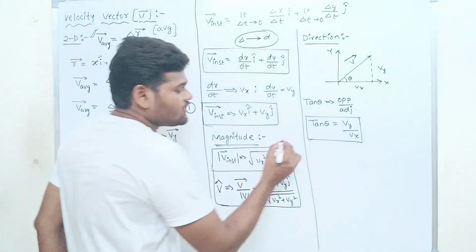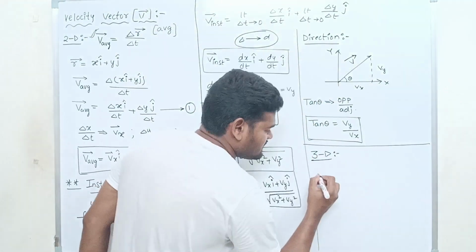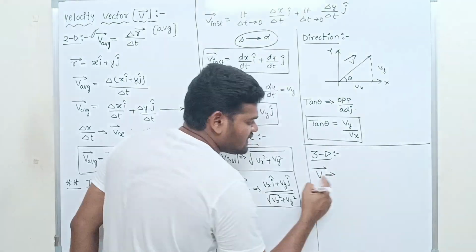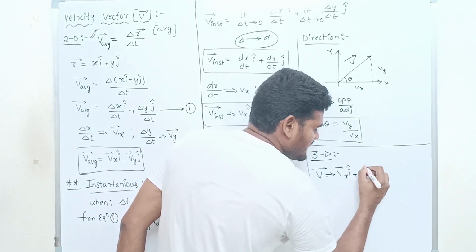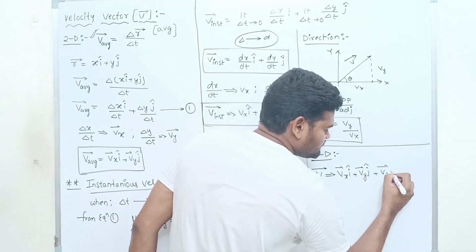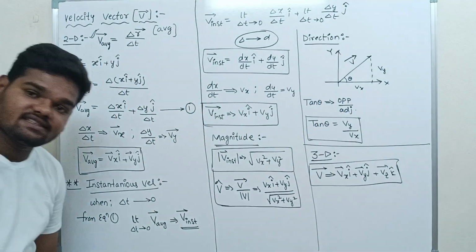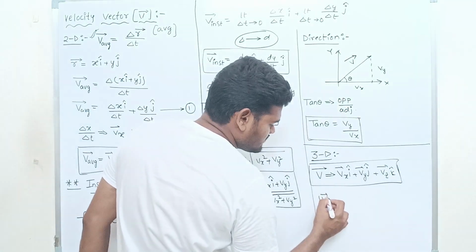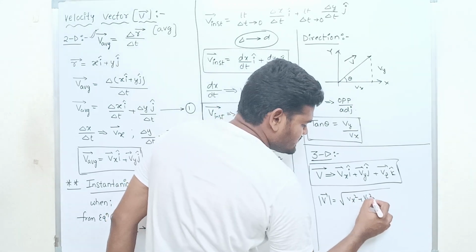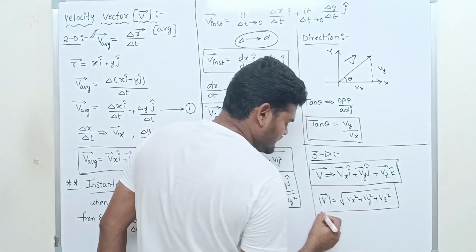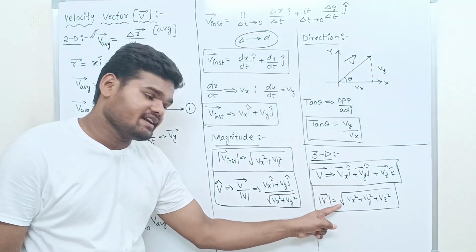Any doubts? Right. Now if you want to find the velocity vector in 3 dimensions, in a 3-dimensional coordinate system, the velocity vector is equal to vx i cap plus vy j cap plus vz k cap. And if you want to find its magnitude, v bar is equal to the square root of the coefficient of i cap squared plus the coefficient of j cap squared plus the coefficient of k cap squared. So this is the velocity vector in a 3-dimensional coordinate system and its magnitude.